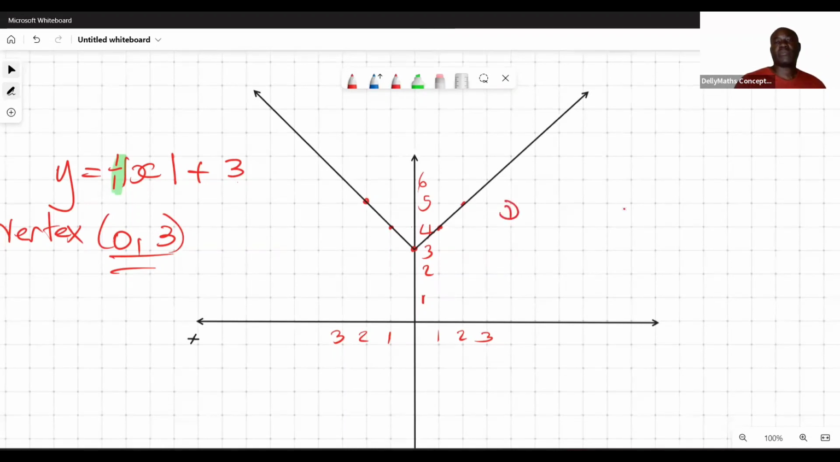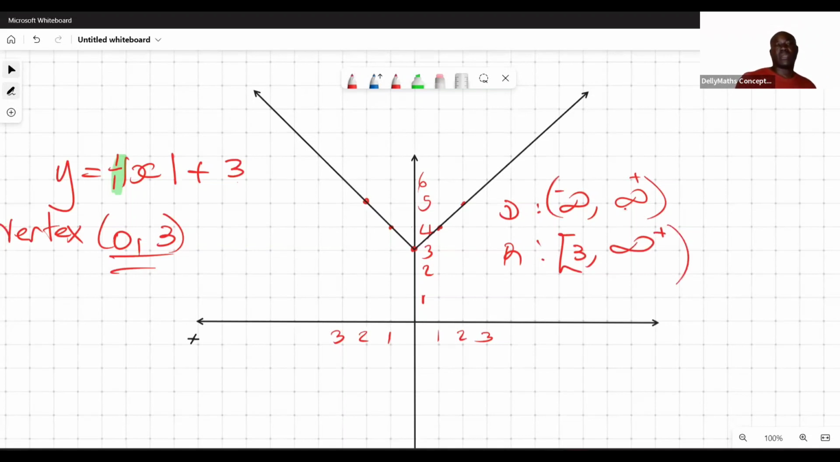What's my domain? It's the same all the time. Negative infinity to positive infinity. What's my range? All right, so my range will start at positive 3 and it goes towards positive infinity. So basically that is how we graph absolute value functions.